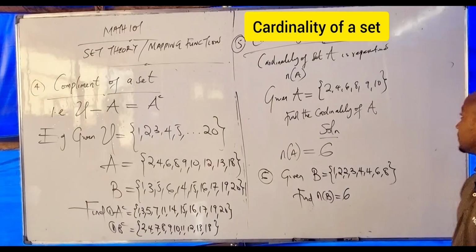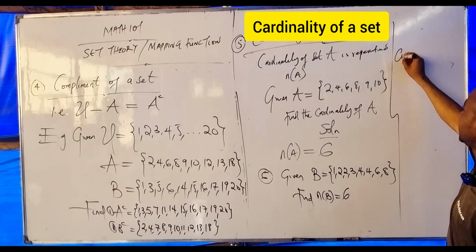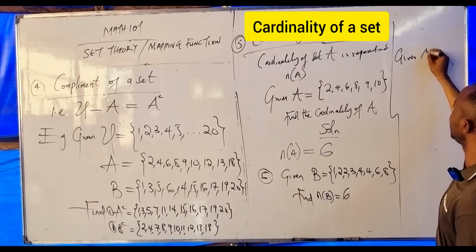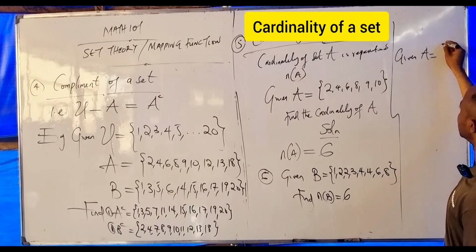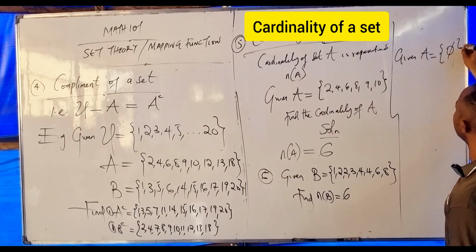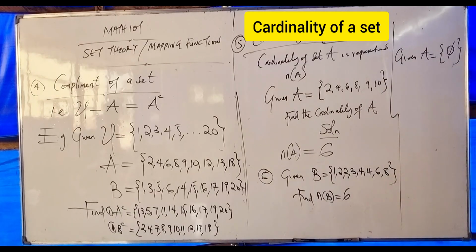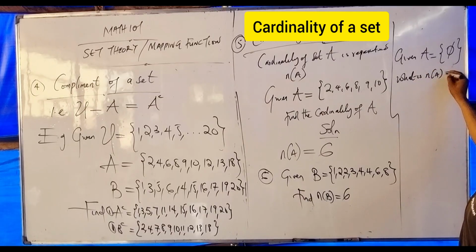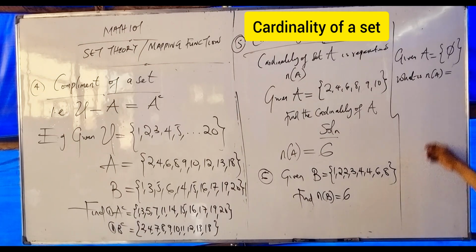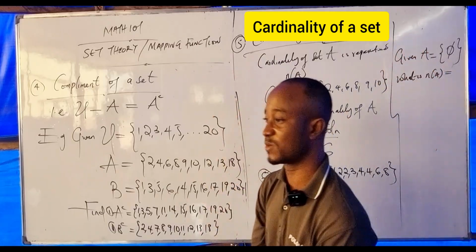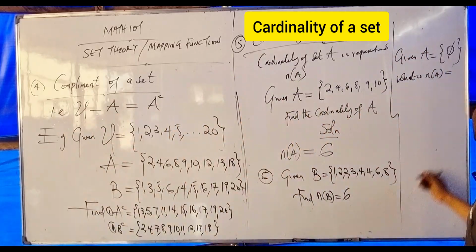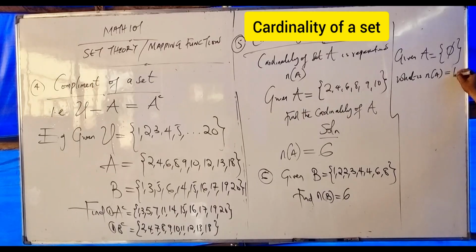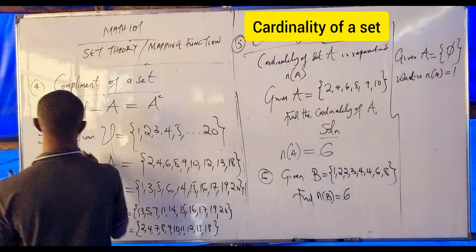So what's the answer here? 6. What about this? If we are given that, let's say set A equals a null set in a bracket in a set, what is our NA? 1. Why is it 1? Why not 0? Why not empty? Good, because whenever a null set is inside a set bracket, it becomes what? An element of that set. Are you following? What is the answer here? 1. Okay.